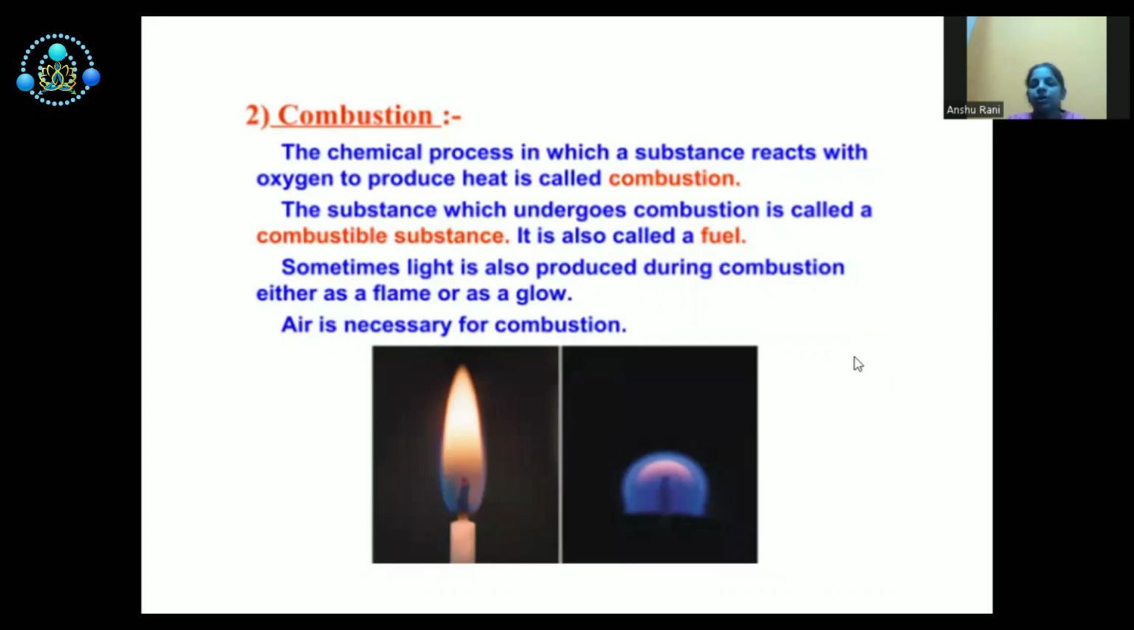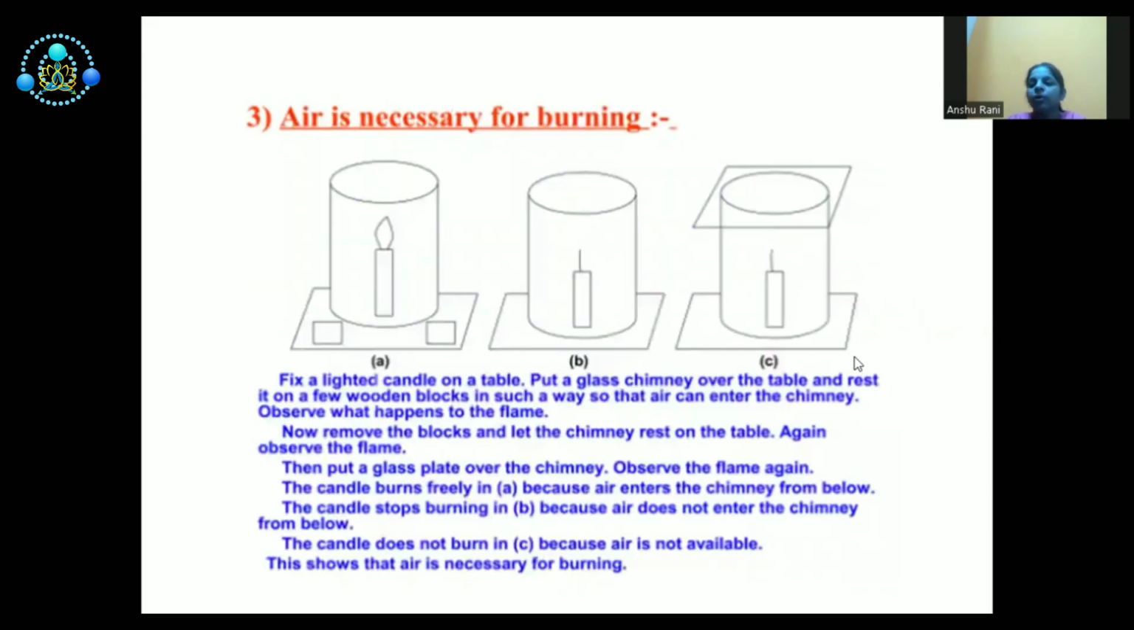What is combustion? It is a chemical process in which a substance burns in presence of air. Combustible substances are called fuels. We know the foremost condition required for combustion is air. Here is an activity to show that nothing can burn in absence of air.